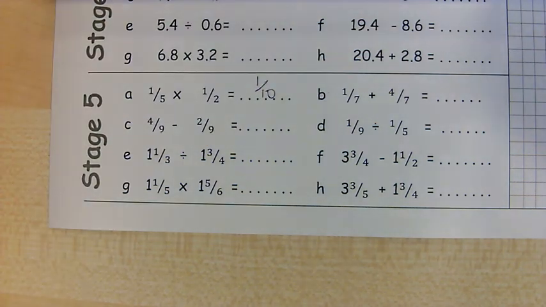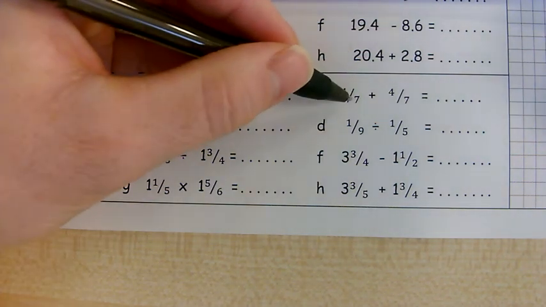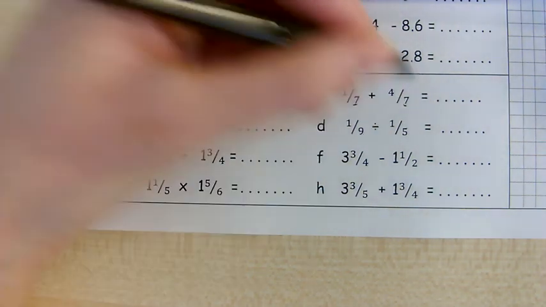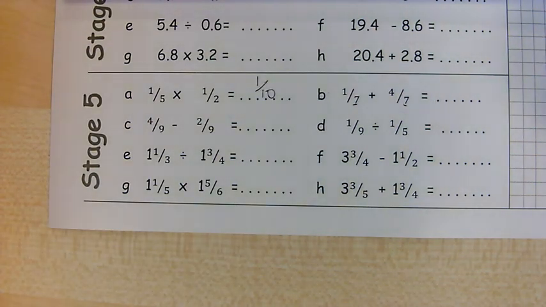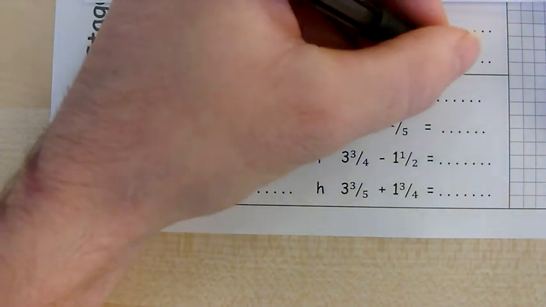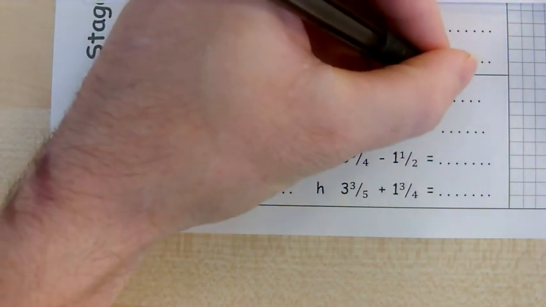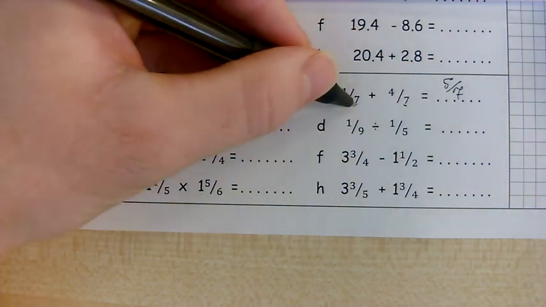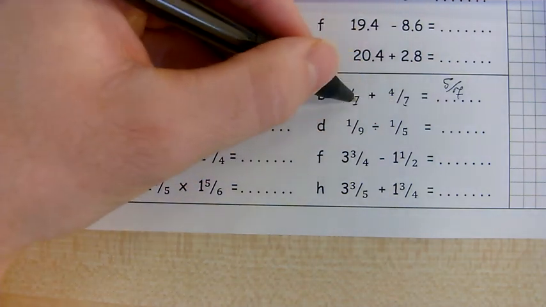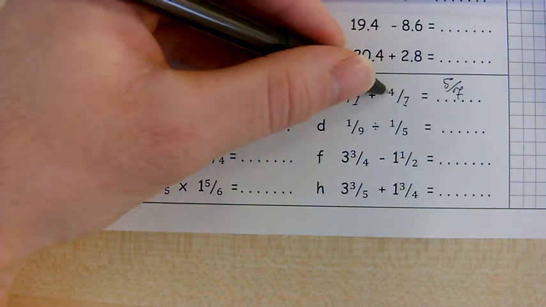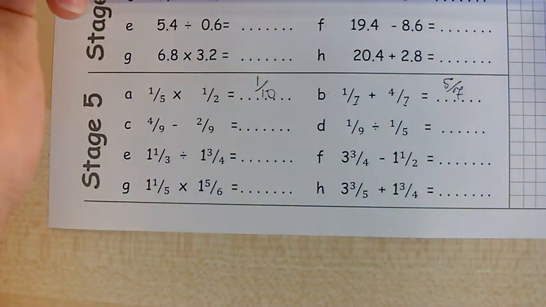B, adding fractions. When you're adding fractions, we want the denominators to be the same. So we'll see in this case, both denominators are 7, so we can add them straight away. 1/7 plus 4/7 is 5/7. Most common mistake here people make is they add the 7s as well. You don't need to do that. You've got 1/7, you've got 4 more over here, so it is 5/7 altogether.